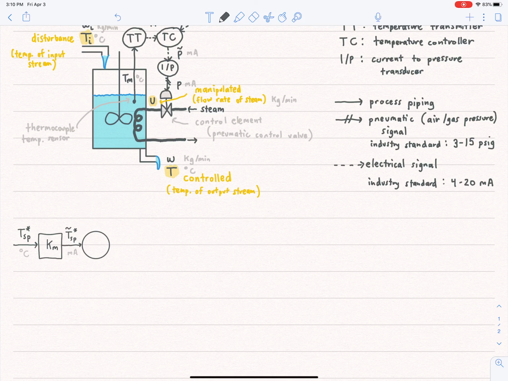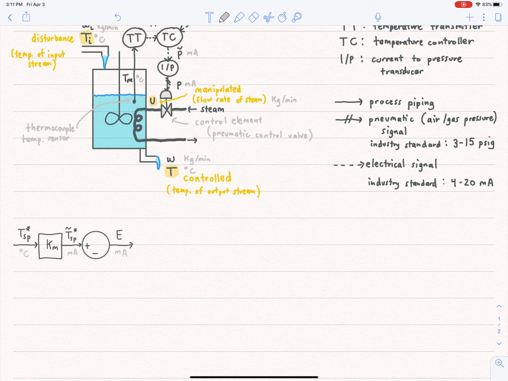Okay, so we have a plus here because the error is defined as the set point minus the measurement. And so eventually we'll feed the measurement in the bottom. Okay, so this is going to output the error, which is the error signal, E. And the error is actually in units of milliamps. So in practice, that's how a controller works. It computes the error in milliamps.